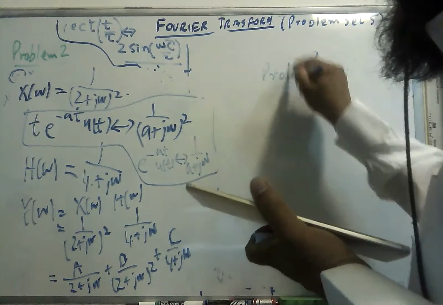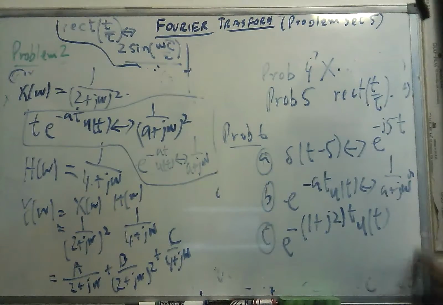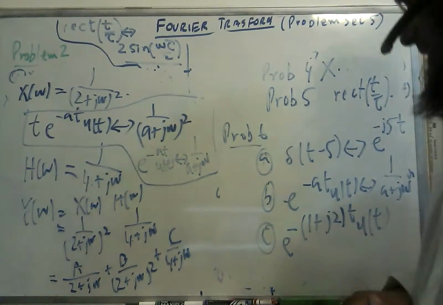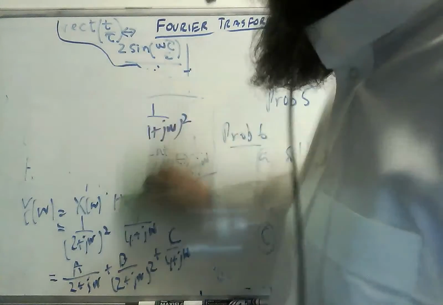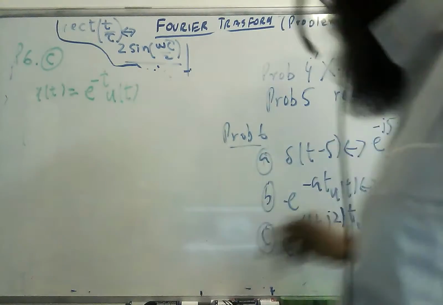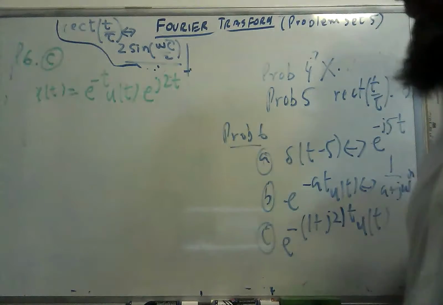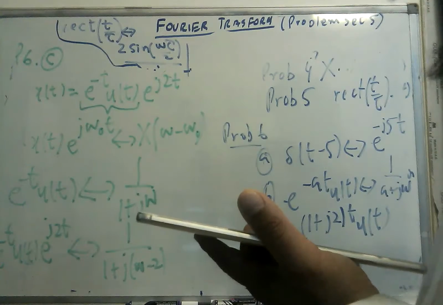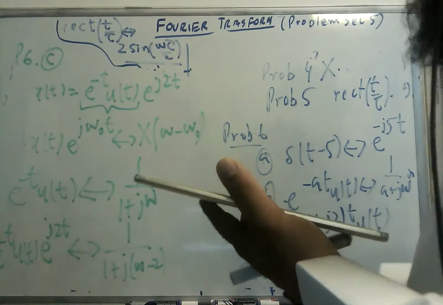Problem 4. Problem 5. This is just a bit more on it. So let us do that question, C part. So problem 6, and e raised to the power j to t. As I can see, problem 7 is not included.